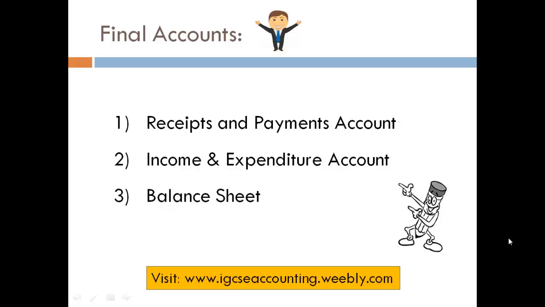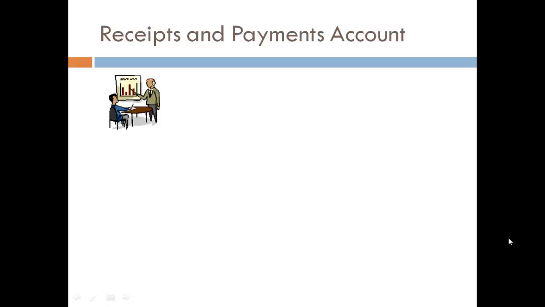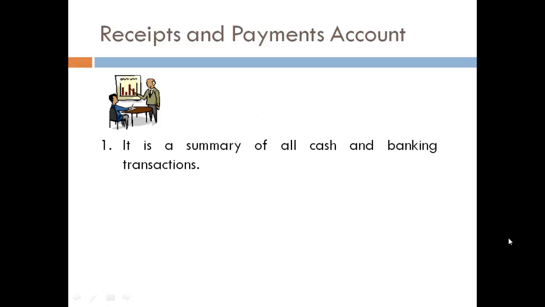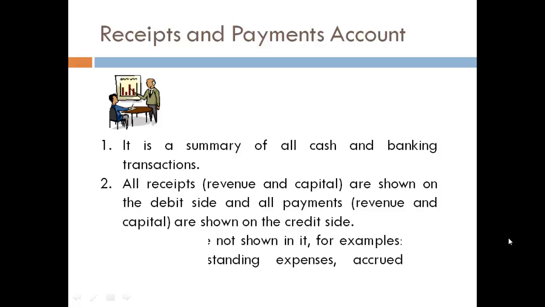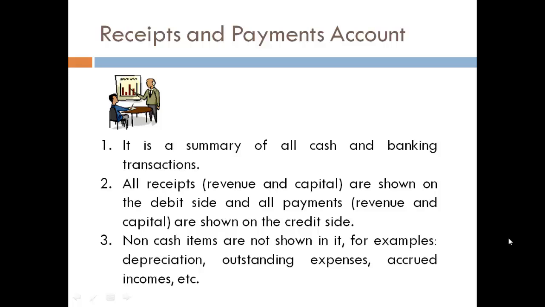Receipts and payments account. It is a summary of all cash and banking transactions. All receipts, whether revenue or capital, are shown on the debit side, and all payments, whether revenue or capital, are shown on the credit side of this account. Non-cash items are not shown in it, for example: depreciation, outstanding expenses, accrued incomes, etc.